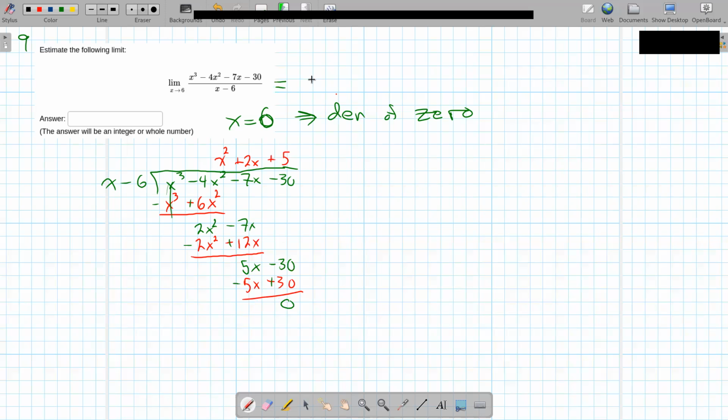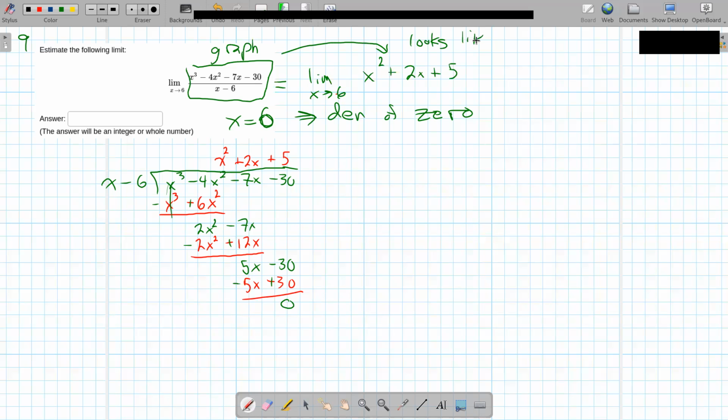So this is equal to the limit as x approaches 6 of x squared plus 2x plus 5. What that means is if you graph this function right here, it's going to look like this parabola, and it's going to actually be equal at every single point except where x equals 6. The original function has a hole in the graph. Oops, wrong spelling of hole. This has a hole at x equals 6.